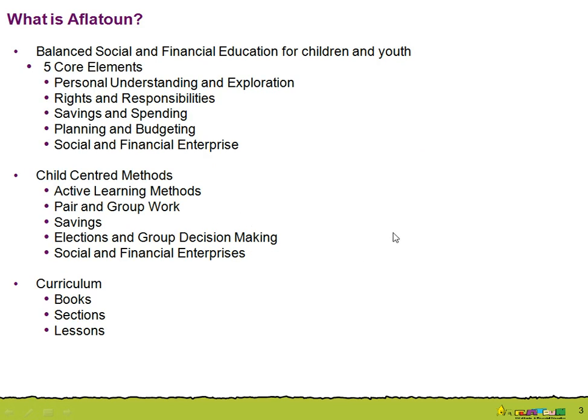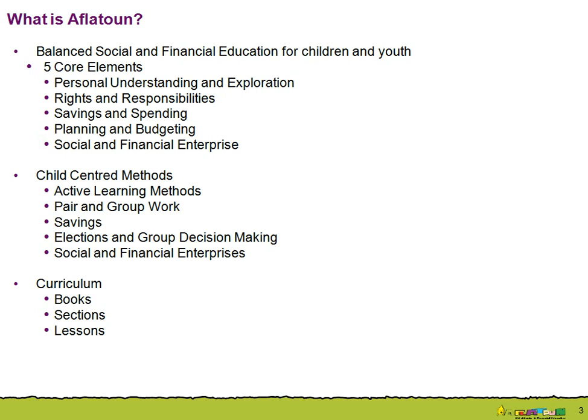Given this variation and innovation in the network, it's important that we're clear about what Aflatoon is. As you all know, there are 5 core components to Aflatoon, the first 2 being social in nature: personal understanding and exploration, and rights and responsibilities. The last 3 being financial in nature are savings and spending, planning and budgeting, and social and financial enterprise.